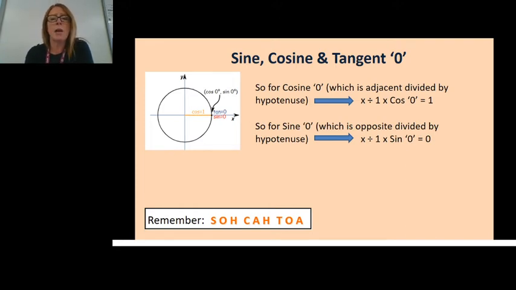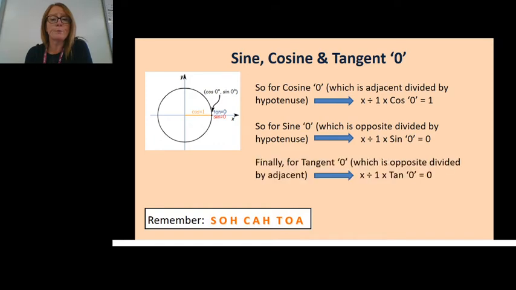Sine 0, okay, so remember sine from SOHCAHTOA is opposite divided by hypotenuse. Well, again, we know the hypotenuse, that was the radius of 1, but we don't know the opposite side. So if we were keying that in, we'd say x to represent the opposite side divided by 1, which was the hypotenuse, times sine 0 gives me an answer of 0.